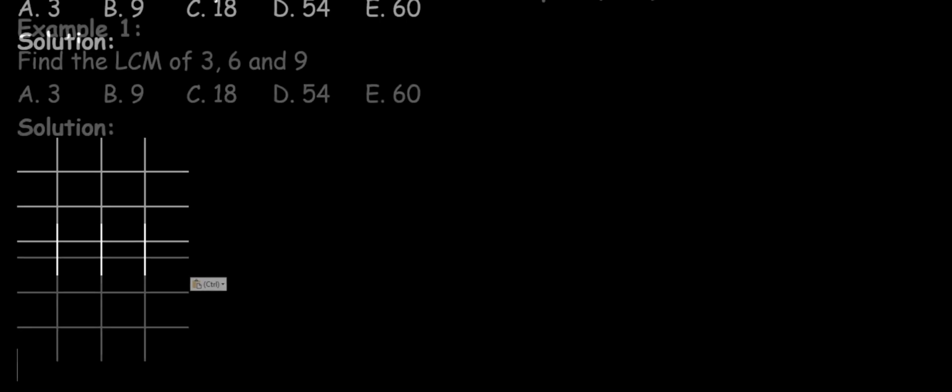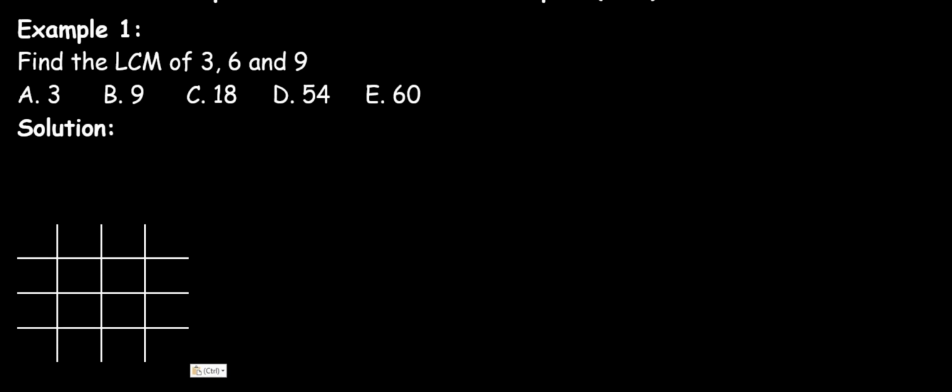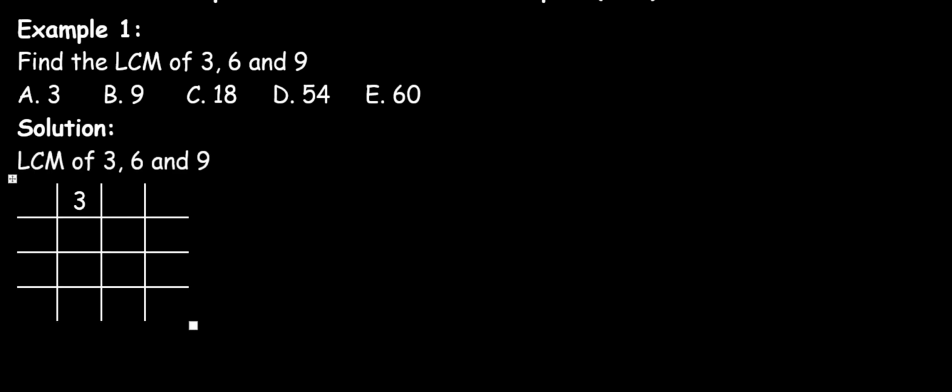We rule our line, then we input the numbers 3, 6, and 9 carefully. Then we start dividing by a prime factor. We start from the lowest one, which is 2. 2 divide 3, cannot, we bring the 3 down. 2 divide 6, 3. 2 divide 9, cannot without remainder, we bring 9 down.